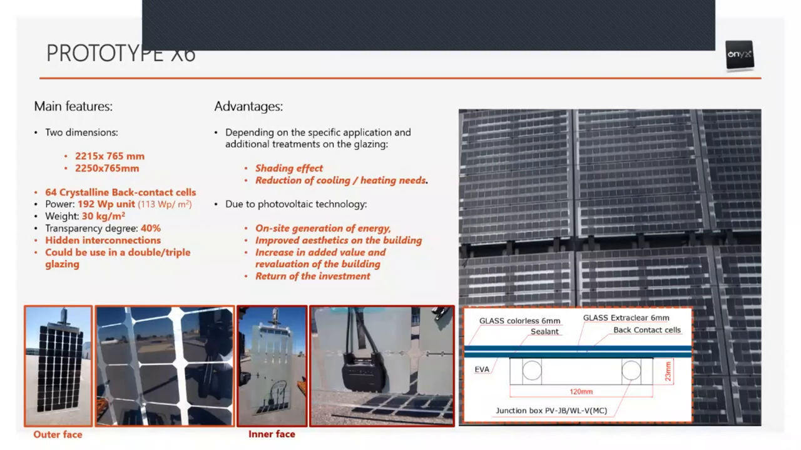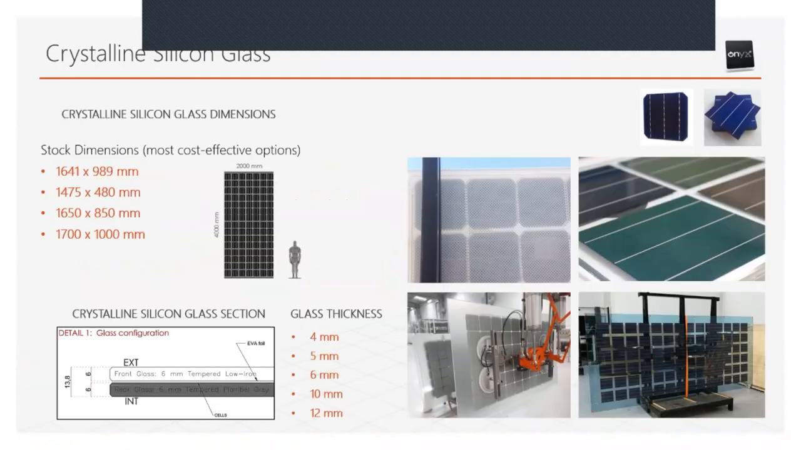In both cases, the use of these solutions involves improvements on the saving effort, the reduction of cooling and heating needs, on-site generation of energy, improved aesthetics on the building, increase of the added value of the building, and of course, a return on the investment. We have seen two examples of customization of photovoltaic solutions, but ONYX also has solutions with other technologies and standard dimensions with different variants, as you can see in this picture.